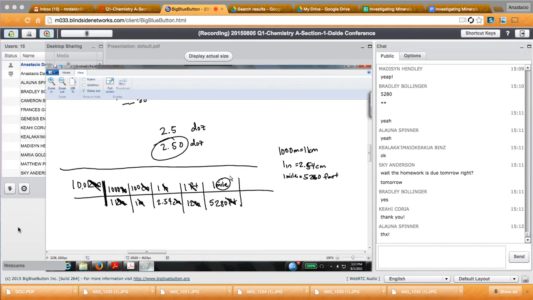So now, on your calculators, type in 10 times 1,000 times 100 divided by 2.54 divided by 12 divided by 5280. Again, in your calculator, you type in 5280. 10 times 1,000 times 100 divided by 2.54 divided by 12 divided by 5280.